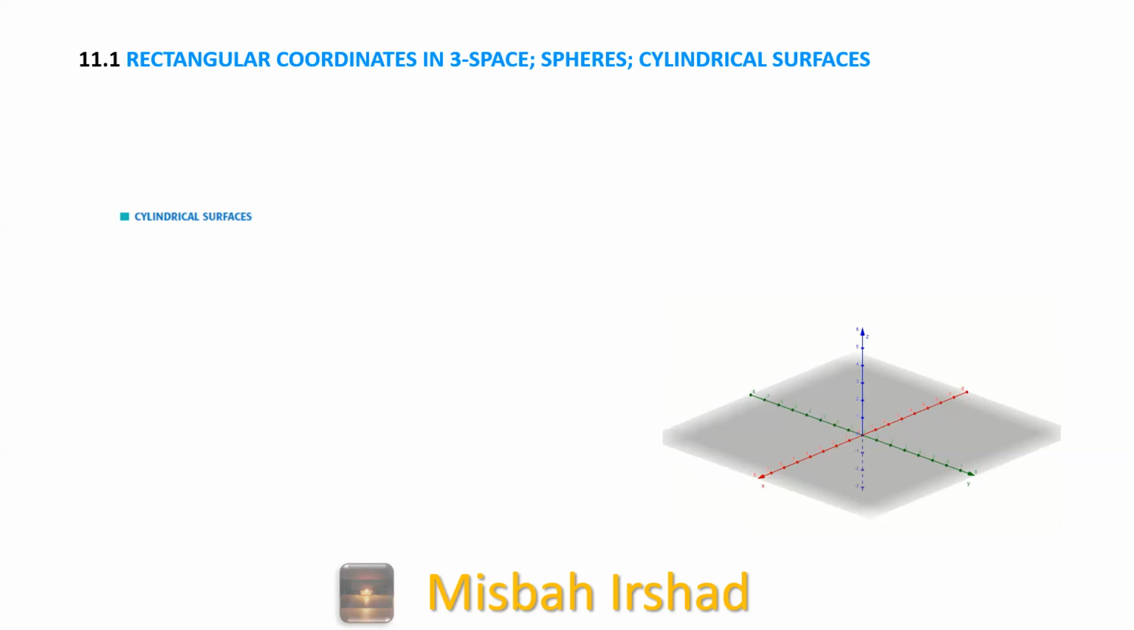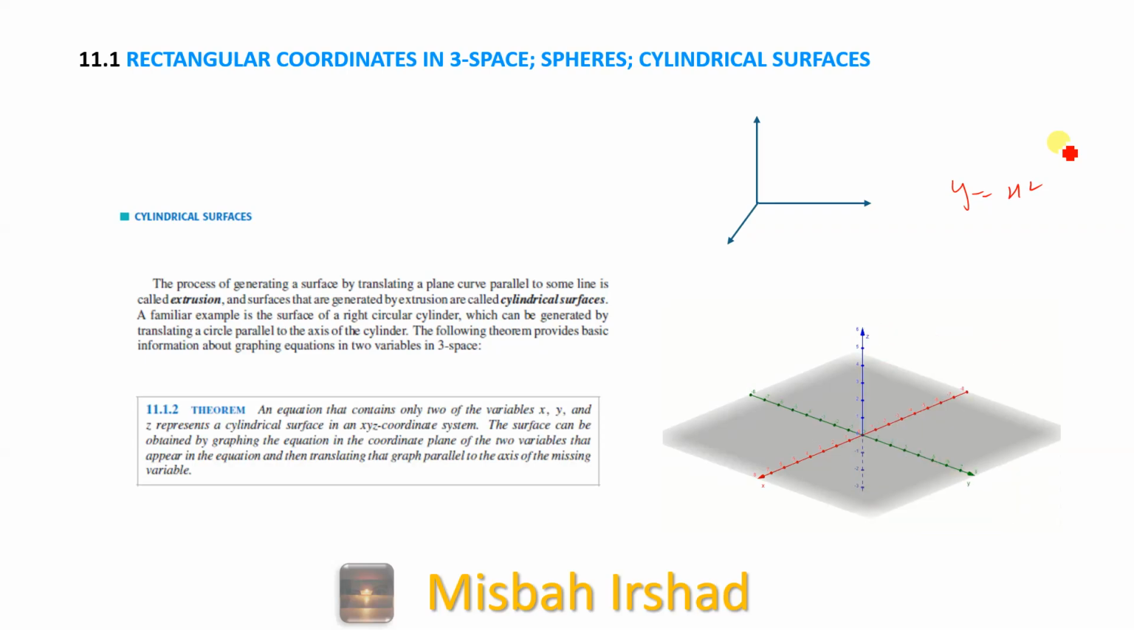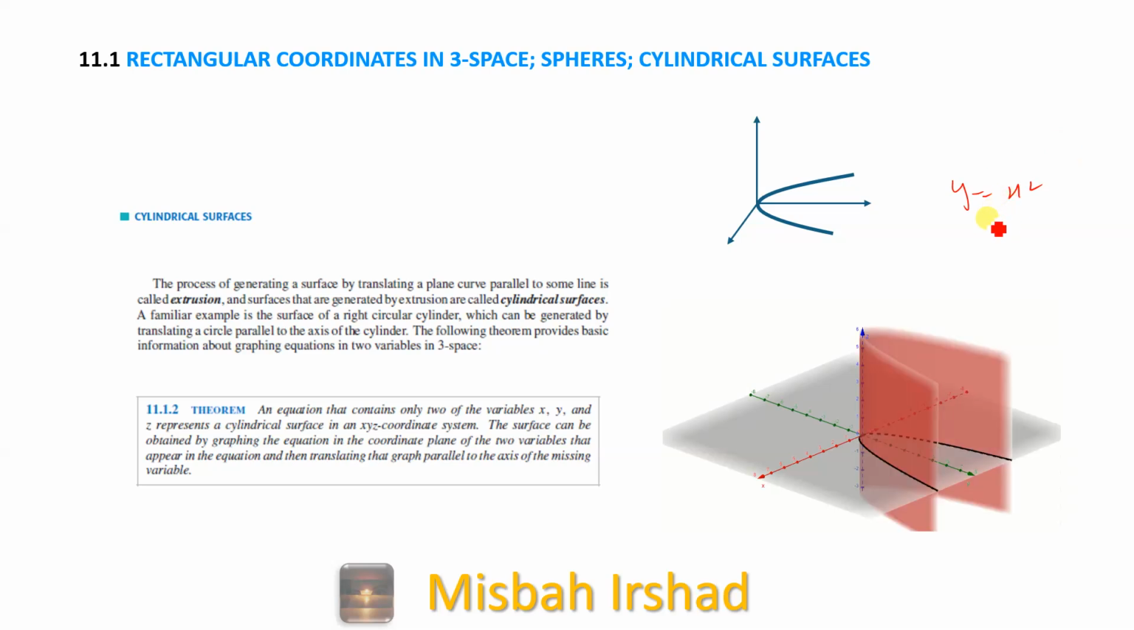So if we have an equation y is equal to x square, then it represents a curve in 2 dimensions, that is in the xy plane, like this. But we want to visualize this y is equal to x square in 3 space. It means for every value of z, this will produce a curve parallel to this curve, right? Like this.